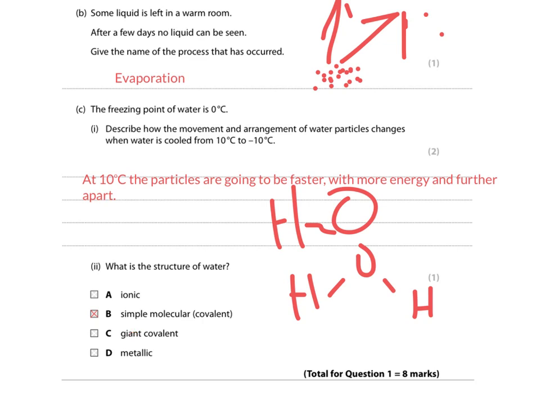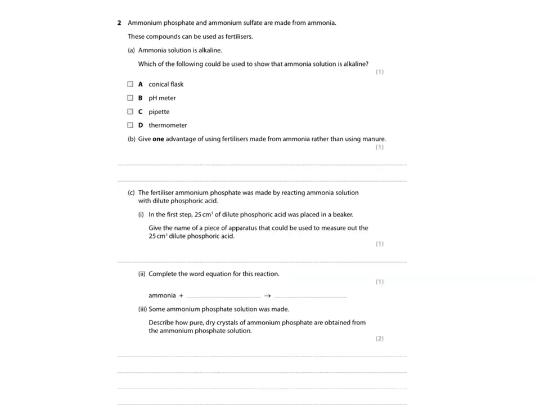There's a few exceptions to this, things like diamond, graphite, graphene, and a few others that you don't really need to know. So in question 2, it says that ammonium phosphate and ammonium sulfate are made from ammonia, and these compounds can be used as fertilizers. It tells you that ammonia solution is alkaline, and it says which of the following could be used to show that ammonia solution is alkaline.